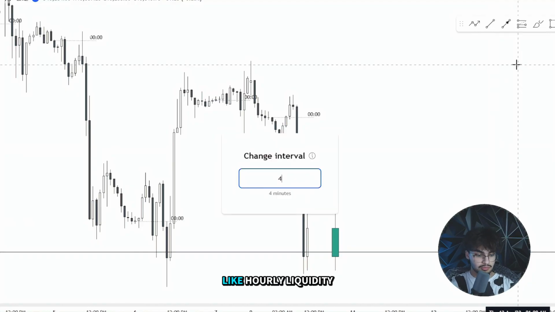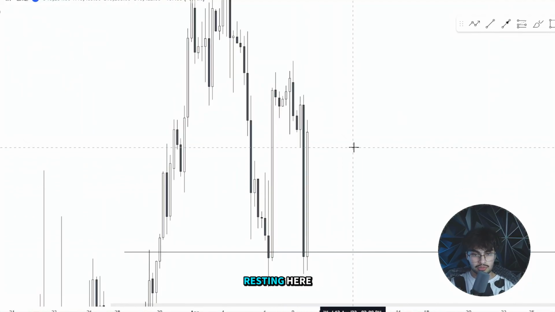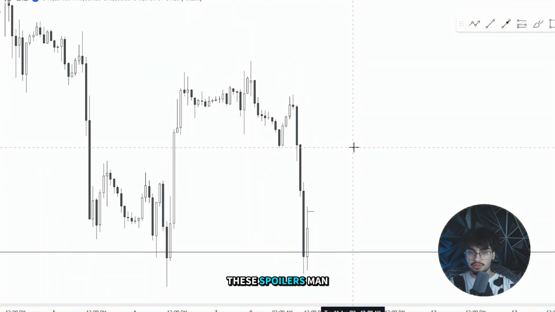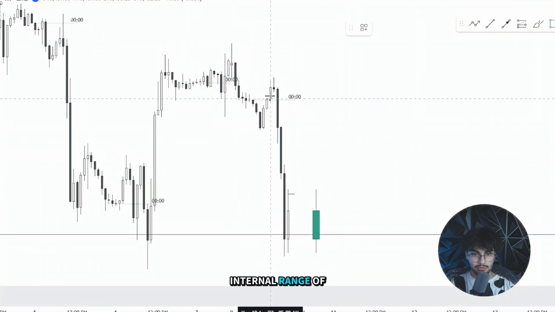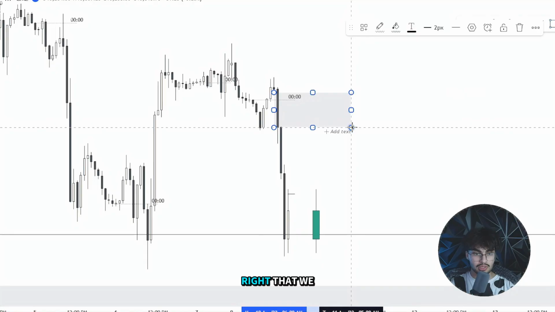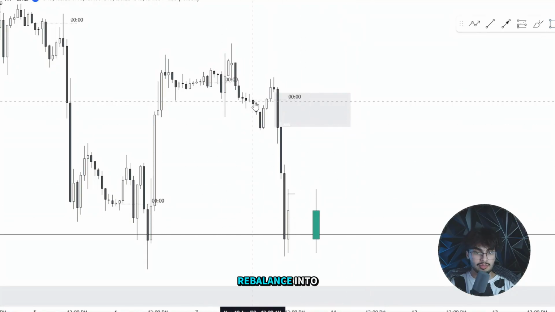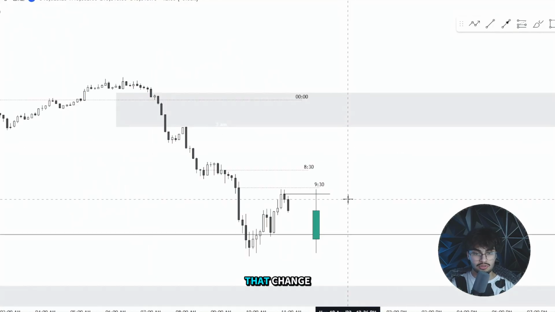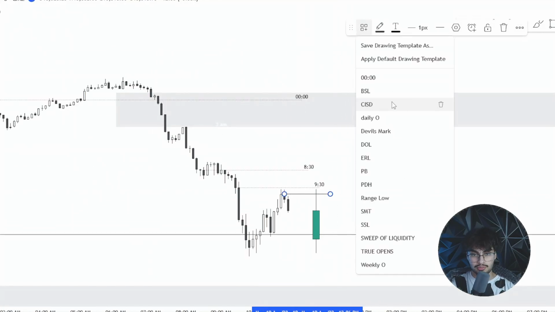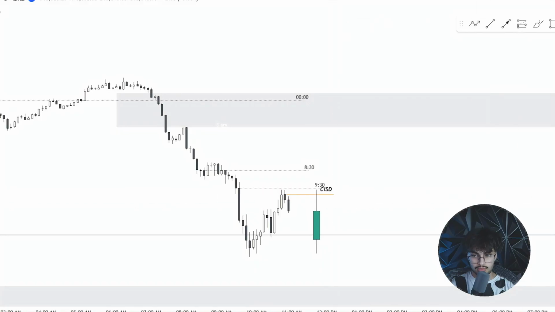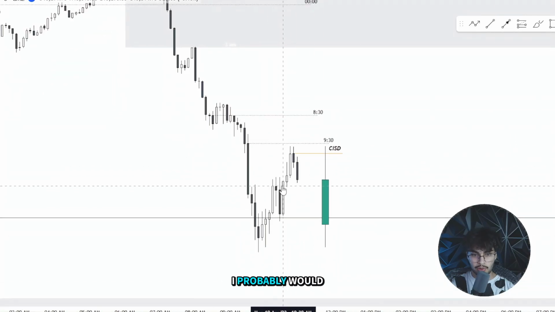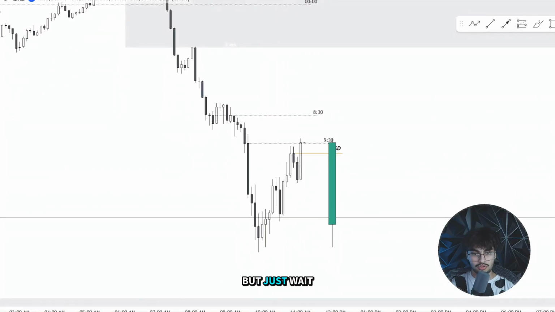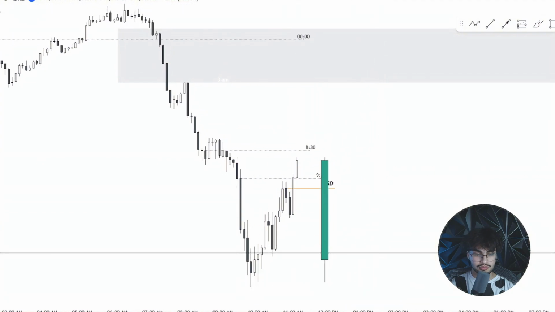Because we have hourly liquidity resting here. Oh my god, these spoilers, man. These spoilers. But we have internal range of liquidity resting here, right? That we might want to go back and rebalance into and then possibly continue lower off that area. So, I mean, that's why I was looking at that change in state delivery as our entry trigger. I probably would have taken it here, but just wait for that confirmation.